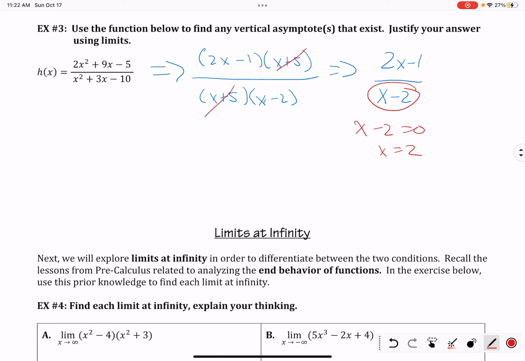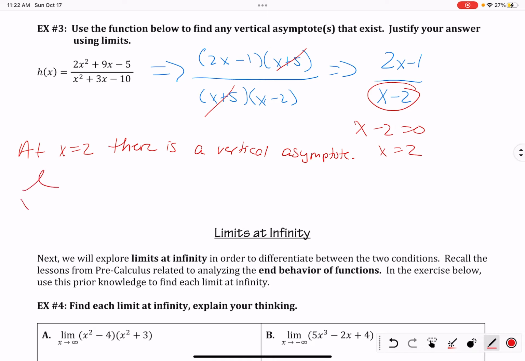All right, so what we're going to have to do is note that that's how we're going to answer the question, and then we're going to justify it using limit notation. So we're just going to say at x equals 2 there is a vertical asymptote. Okay, so we've just identified where it's at, and now we're going to justify that using limit notation.